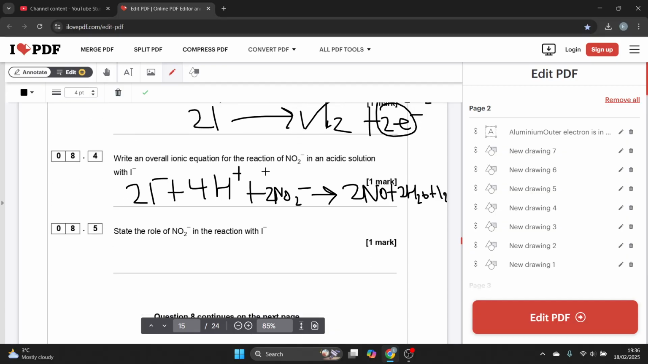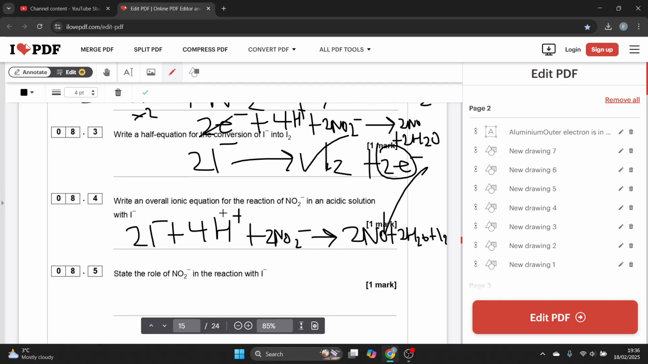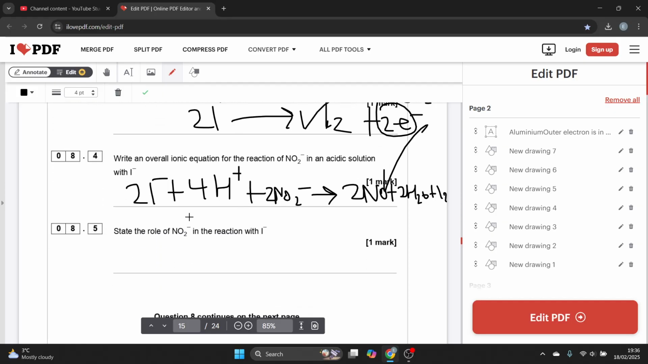2NO2 minus plus 4H plus plus 2I minus to form I2 plus 2NO plus 2H2O. And remember, once you've written the overall ionic equation, check if anything appears on both sides. If it's like 4H plus on the left hand side and 6H plus on the right hand side, cancel the 4H plus on the left hand side and then you're left with 2H plus on the right side. I've seen a question like that and I fell for that mistake, and it's annoying because you feel like you got it correct, but it's that final step just to make sure it is.